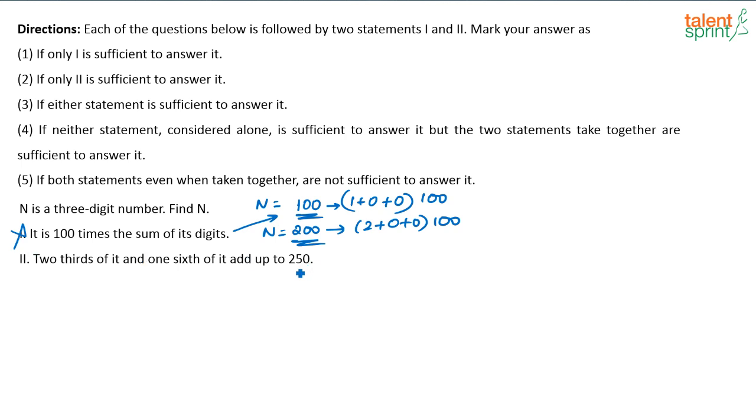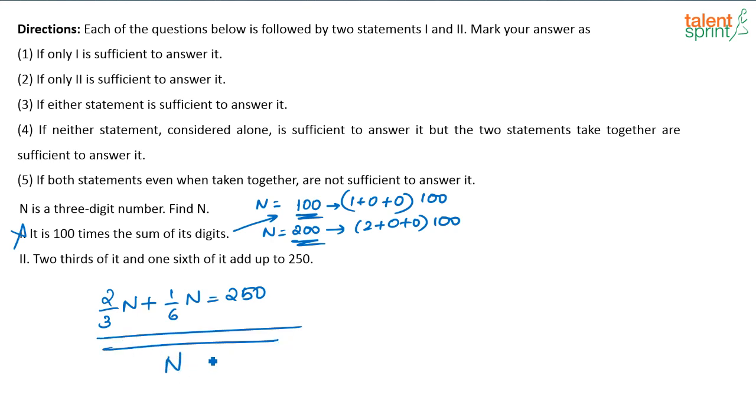Now let us look at statement 2. What does statement 2 say? 2/3 of the number plus 1/6 of the number is equal to 250. Definitely if you solve this, you will get the value of n, and that will be a unique value. So very clearly I can say that using statement 2 alone, I will be able to arrive at the answer. So what is my answer? Option 2, only 2 is sufficient to answer it. Yes, so 2 alone is sufficient.